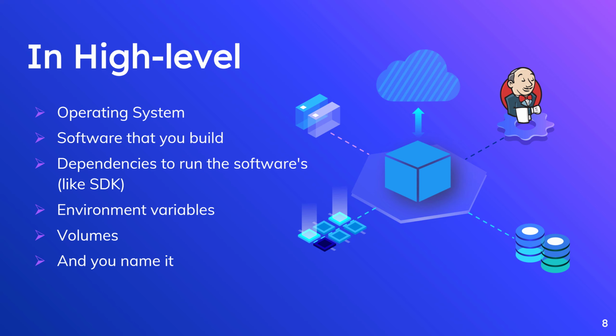So at a high level, the Docker container actually contains an operating system, a software that you build, and the dependencies to run the software, environment variables, volumes, and you name it. Assume that this is a Docker container, then it is going to have a software that you're going to work with. And because the software requires an operating system to work, it also will have an operating system. And because an operating system and the software require some sort of data to store, it also has data or volumes to be mapped within it. And then it will have some environment variables and some dependency software to make the whole container up and running. So this is really, really cool.